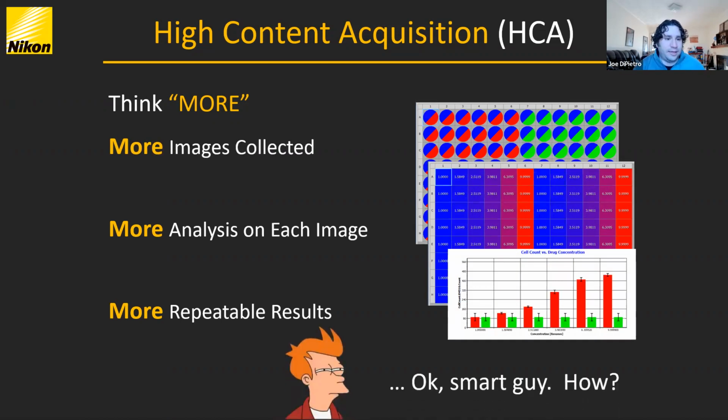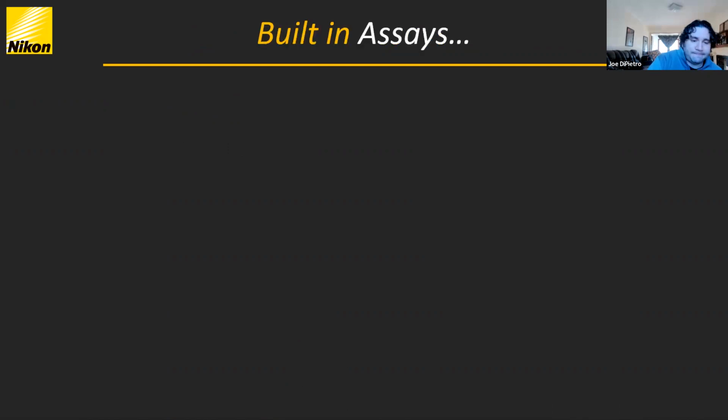So you're probably thinking to yourself, all right, well, that sounds great, but how do I do that? There are different ways. And I think one of the great things about NIS-Elements is that not only do we have really complicated types of analyses that are custom, but we also have a lot of built-in ones that people don't know about. And so I just want to introduce some of those to you because they're really easy to use. They're already made and they already work.